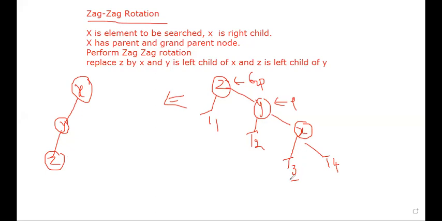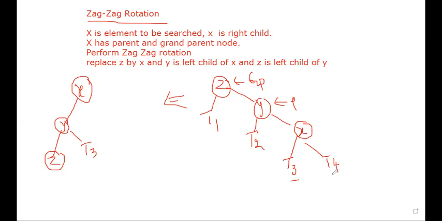Now it is on the left side. So first you traverse towards the left side. Then Y is the node to which T3 becomes a child. T3 is a child of Y.